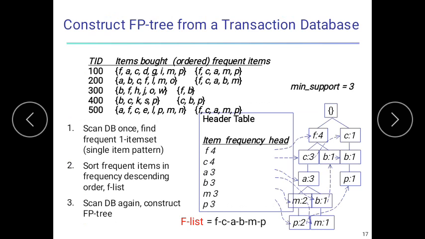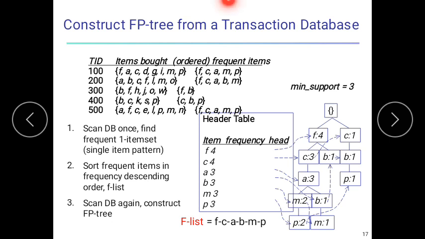If you see here, F is occurring 4 times, in the first transaction, second transaction, third transaction, and fifth transaction. C is also occurring 4 times, in the first, second, fourth, and fifth transactions. A is occurring in the first, second, and fifth transactions. For example, L is only occurring in the second and fifth transactions. So the count here is 2.